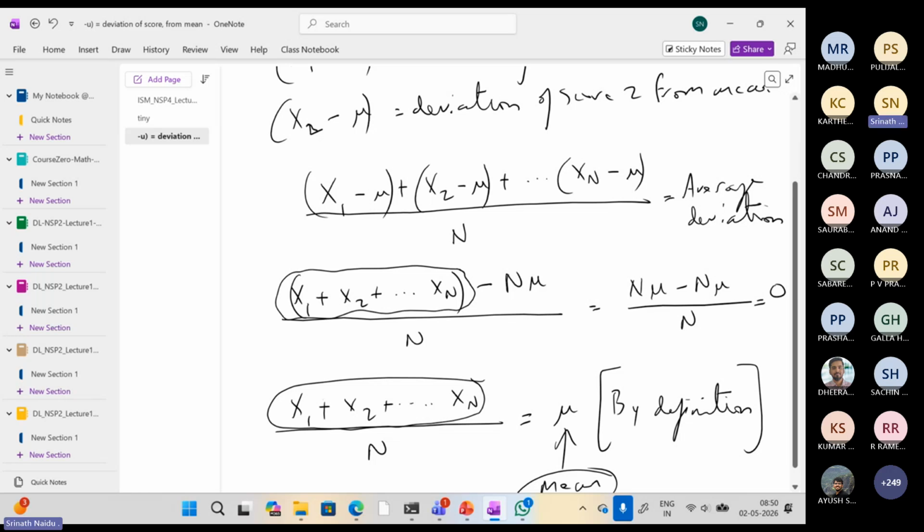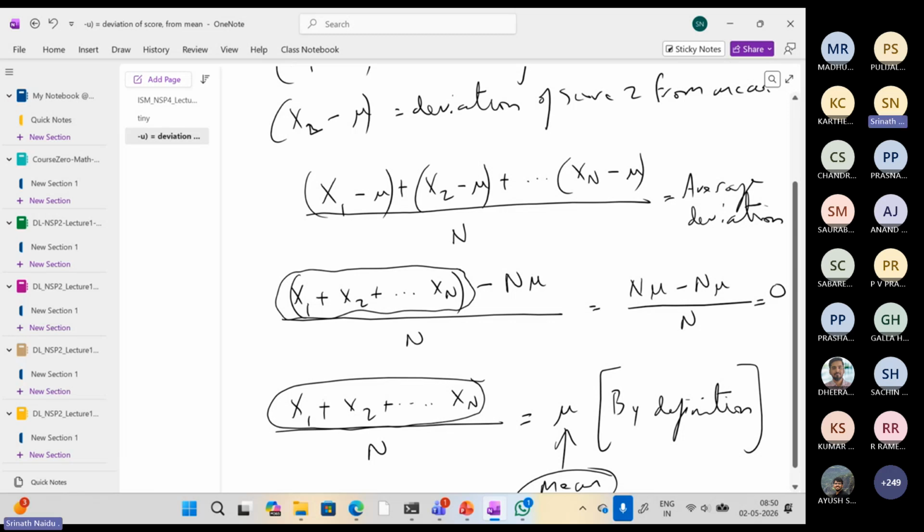So it's not surprising that the sum of all these deviations from the mean actually has to be equal to 0. Okay, so is this clear, what I just said about the deviations and how I'm getting this thing? Any more questions on this?